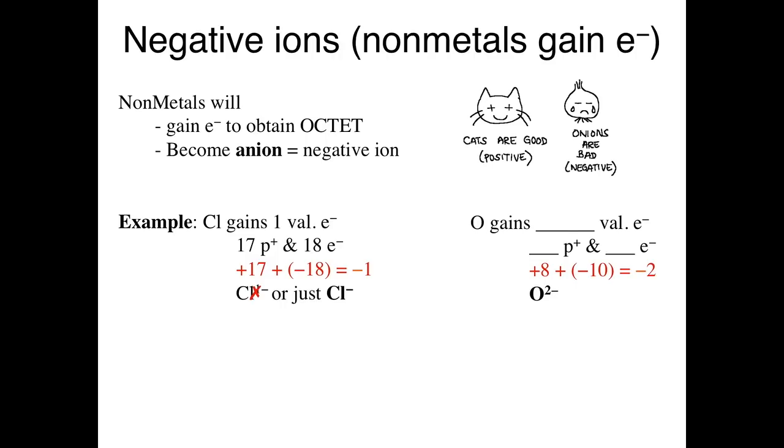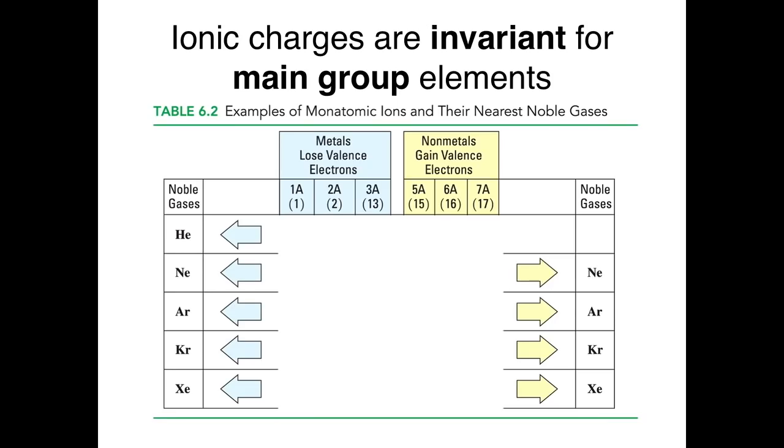A mnemonic device to remember that anions are negative is that anions are like onions, and onions are bad, so they're negative, as opposed to cats are good, so that's positive. In the previous slides, I walked you through in detail why metals lose an electron and nonmetals gain an electron, metals becoming cations, nonmetals becoming anions, and we walked through how to write the charge of these ions.